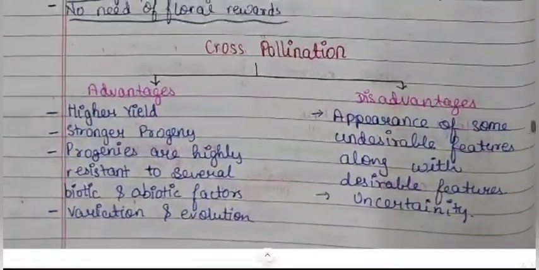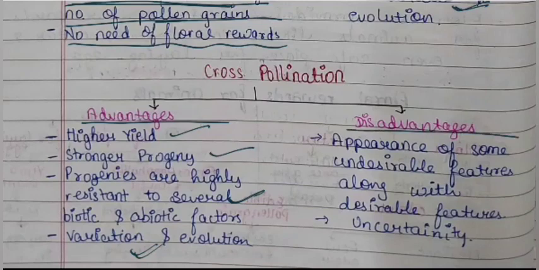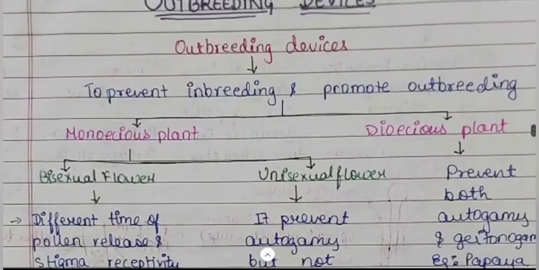Now, coming to cross pollination, the first one is advantages. Advantages are higher yield and strong progeny. Progeny are highly resistant to several biotic and abiotic factors, and the last one is that variation and evolution take place. Disadvantages of cross pollination are the appearance of some undesirable features along with desirable features, and the last one is uncertainty.